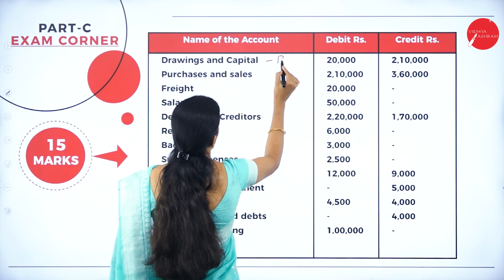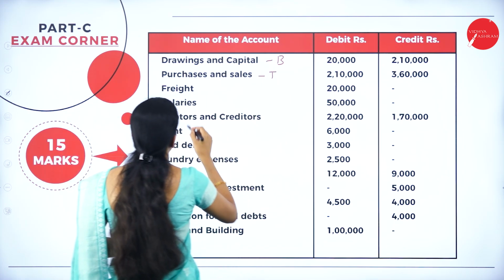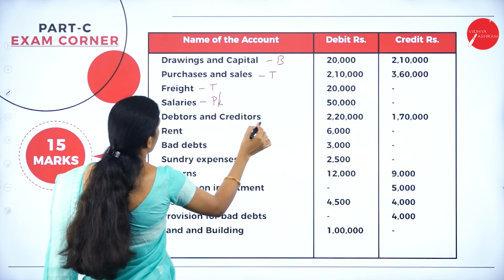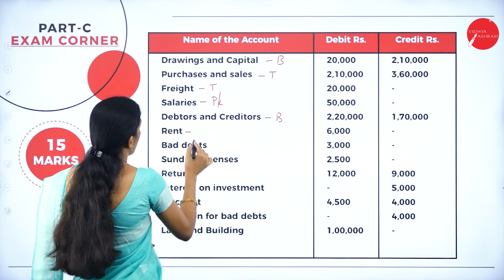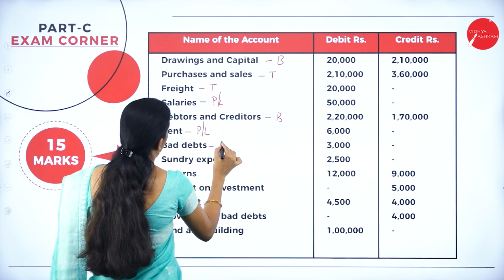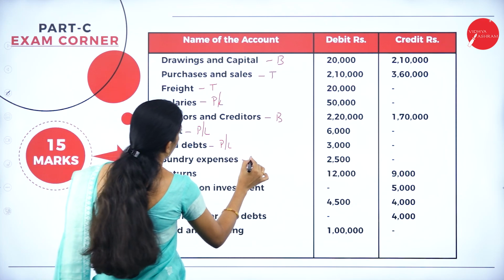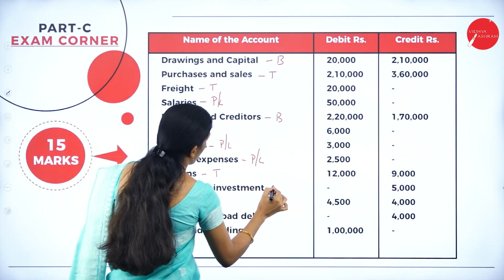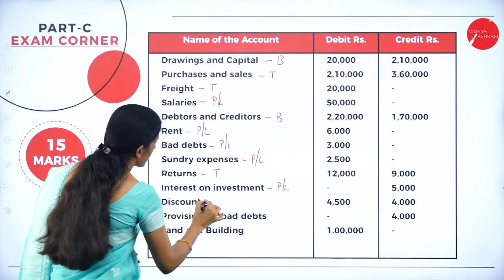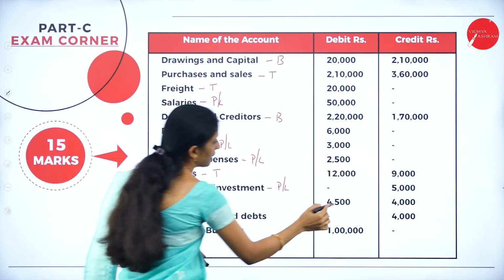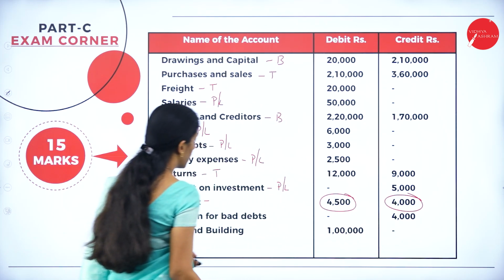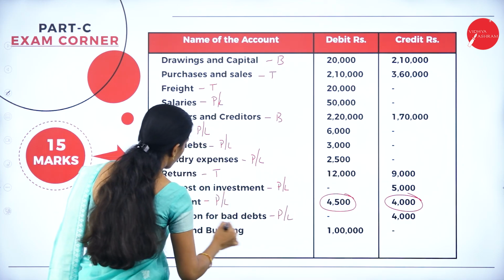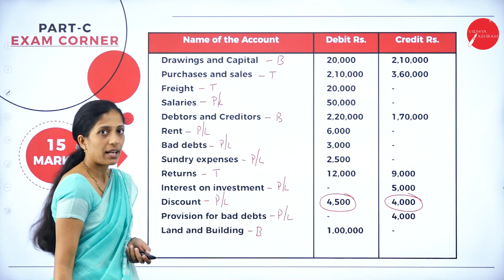In the balance sheet. Next, purchases and sales, trading account; freight, trading account; salaries, profit and loss account; debtors and creditors, balance sheet; rent, profit and loss account; bad debts, profit and loss account; sundry expenses, profit and loss account; returns, trading account; interest on investment, P&L account; discount. So, we have discount allowed and discount received, and we'll record these in P&L account; provision for bad debts, P&L account; land and building, it's an asset, so balance sheet.